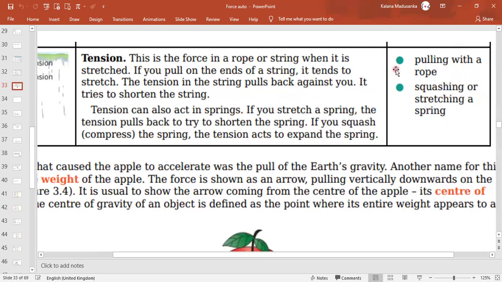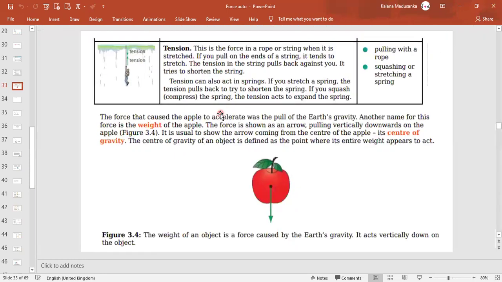You can see a similar scenario when you are stretching a spring as well, right? As I already explained earlier about the weight, it acts through the center of gravity downwards.